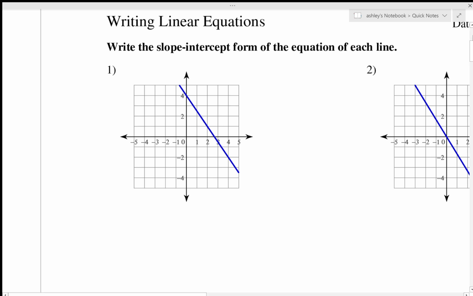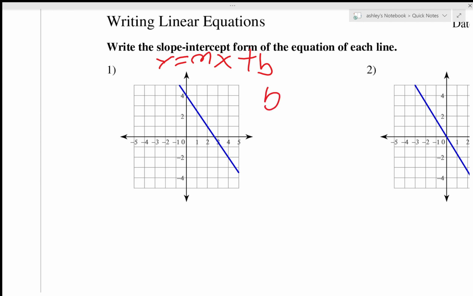So the other day we worked on finding b and we worked on finding m, and today we're going to bring all that together and write the equation of our line using the slope-intercept form. That slope-intercept form is y equals mx plus b. So I have to be able to find b and m, and then I can plug this all in and I have my equation.